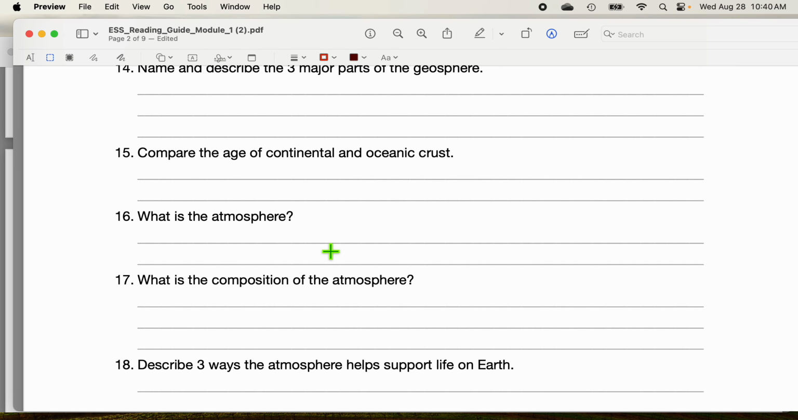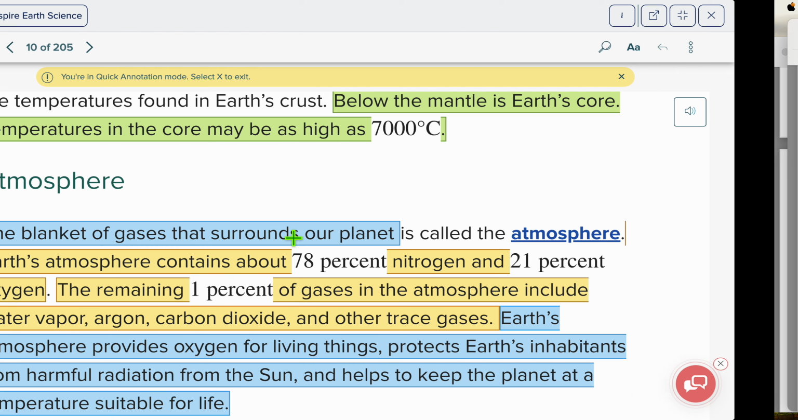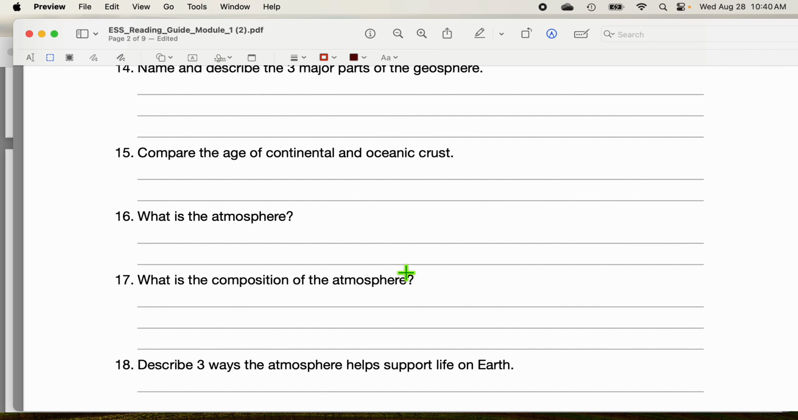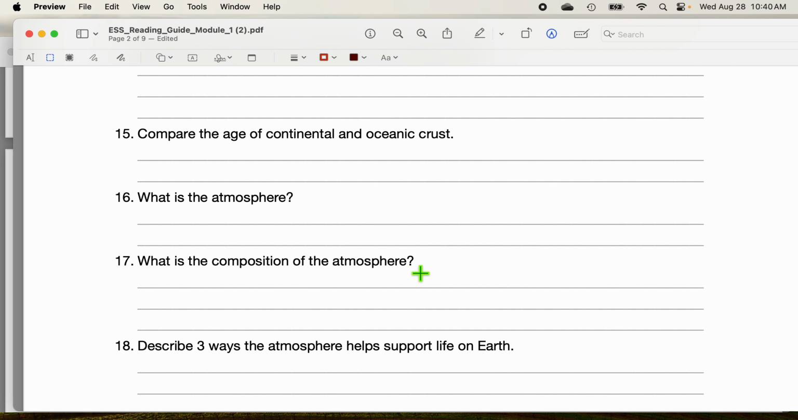So that answers a few questions. First off, what is the atmosphere? You have a definition right there. Blanket of gases surrounding our planet or any other planet or any other moon or whatever. It's the gases that surround a body in space. What is the composition of the atmosphere? Composition means what it's made of. So if you talk about the composition of something, what is it made of? Okay.